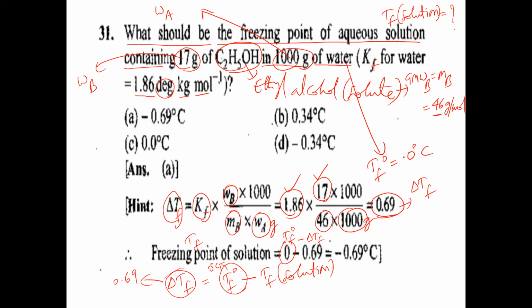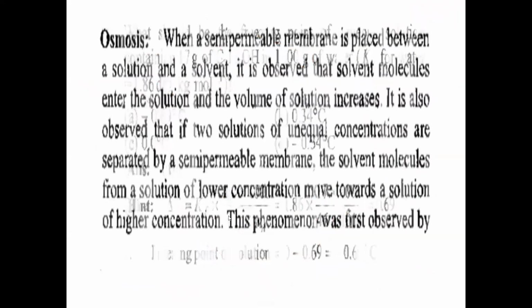TF naught, how much? 0 degrees Celsius. We know this. Minus delta TF, which we got here, 0.69. It is equal to minus 0.69 degrees Celsius. That is the freezing point of the solution, the freezing temperature of solution that we got. Is the concept clear? So it's about the calculation of the freezing point of the given solution.